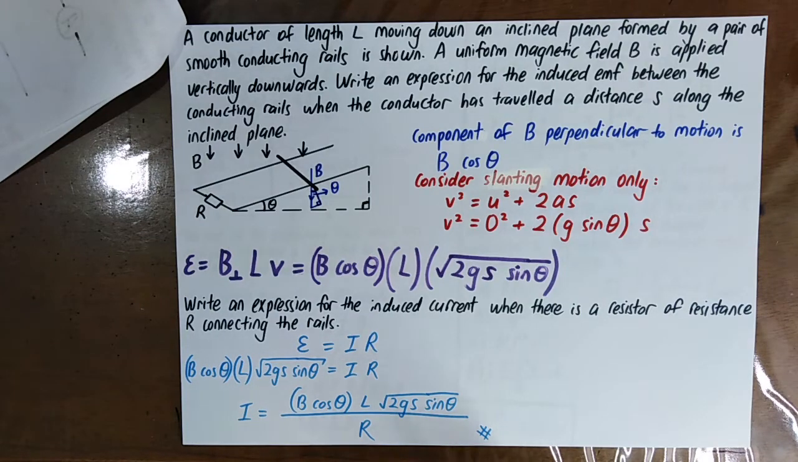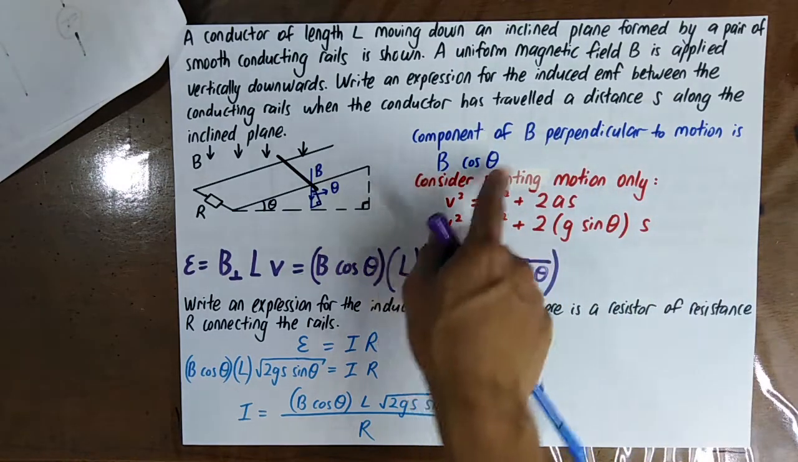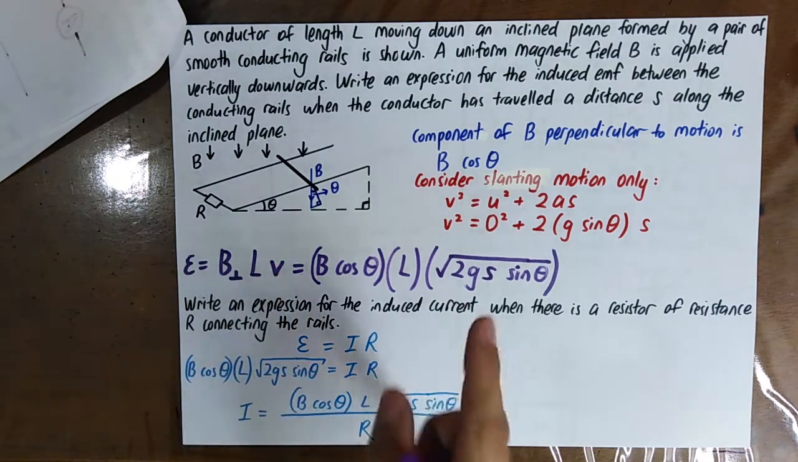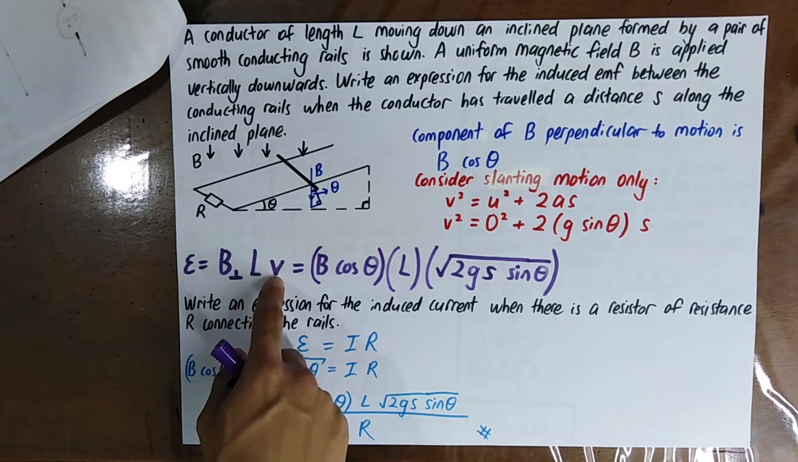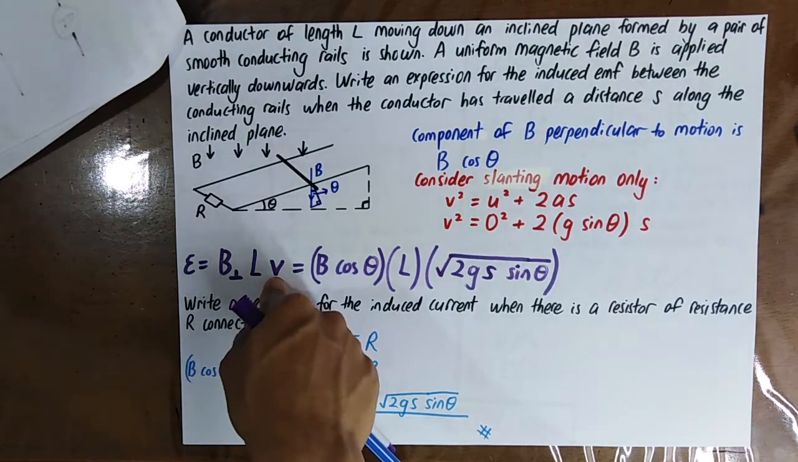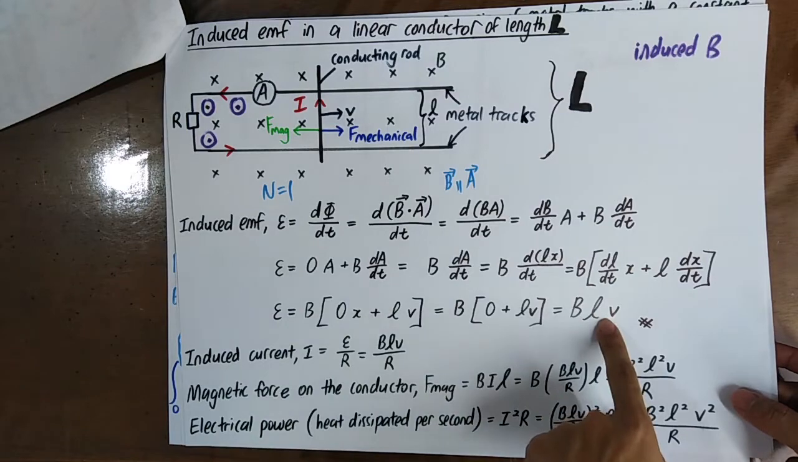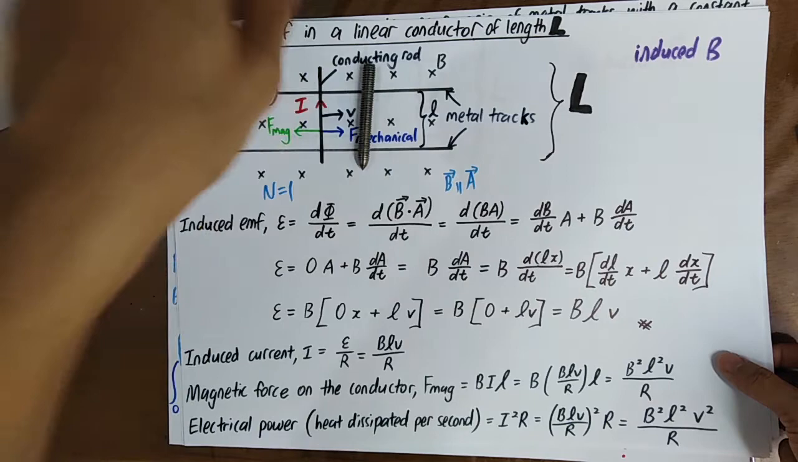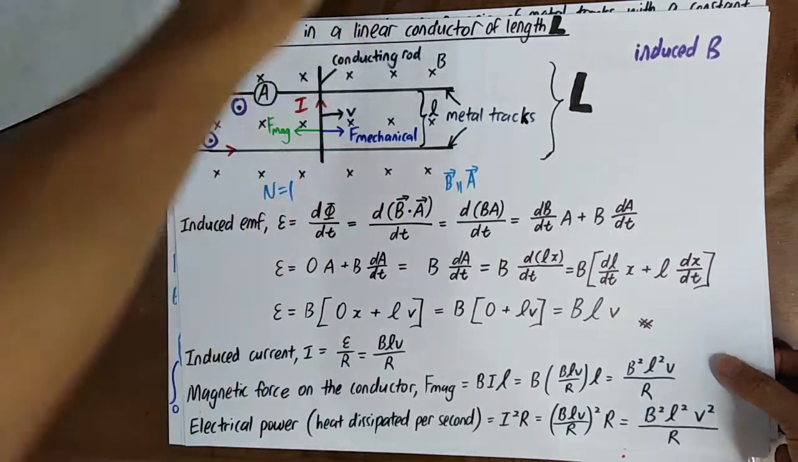First of all, you have to find the component of the magnetic field perpendicular to your motion. Because when you are using E equals BLV, you really have to make sure that the magnetic field is perpendicular to the velocity of the moving conductor. Just now, when the motion of the conducting rod was horizontal, the B was into the page, so B was perpendicular to the motion of the conducting rod.